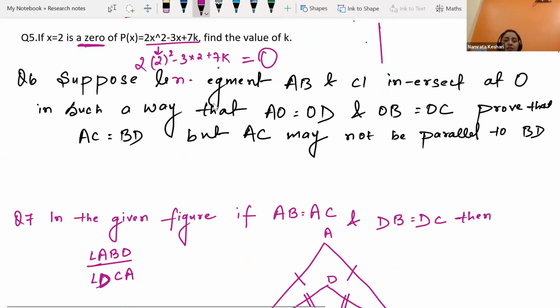Suppose a line segment AB and CD intersect at O in such a way. Let's draw the figure.